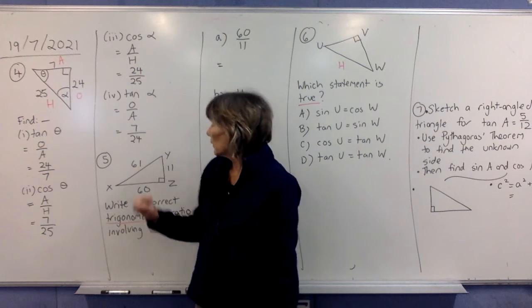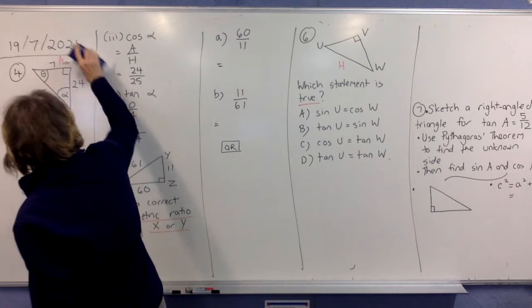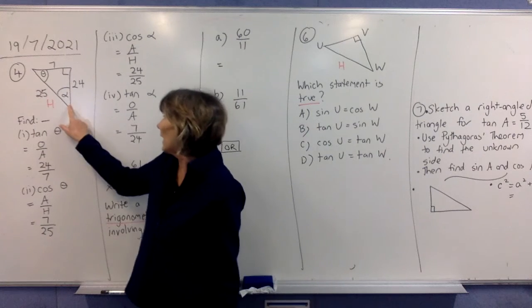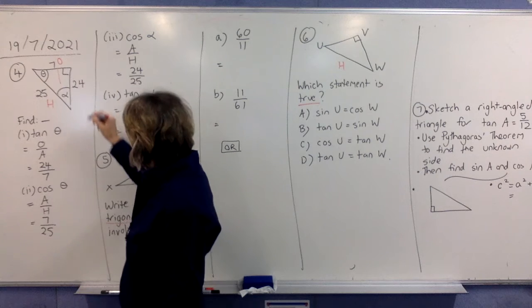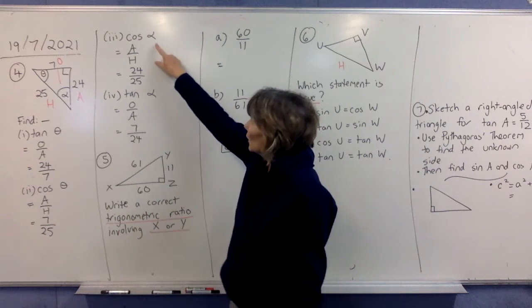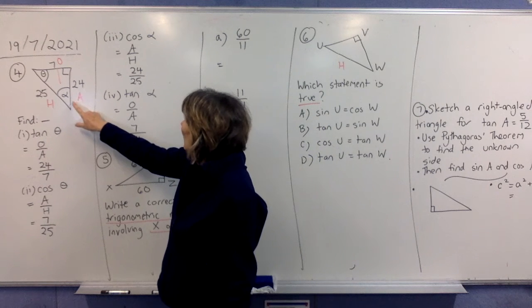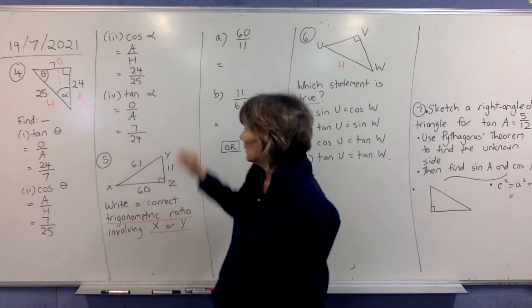Now the next one, we're jumping to alpha. So I'm keeping my hypotenuse, and I'm going to relabel these. So for alpha, this is now the opposite side, and this is the adjacent. So cos is adjacent over hypotenuse. Our adjacent side is 24 over our hypotenuse 25.